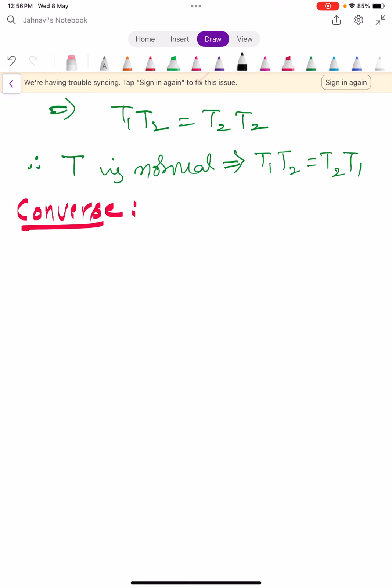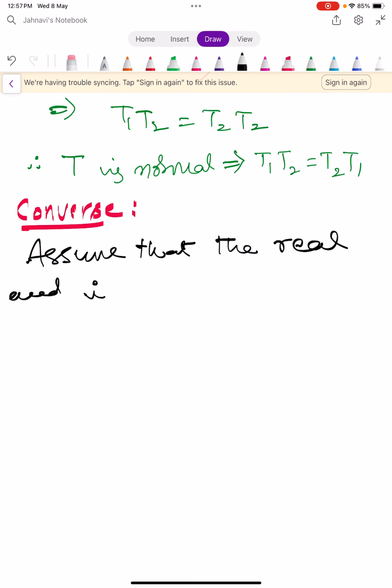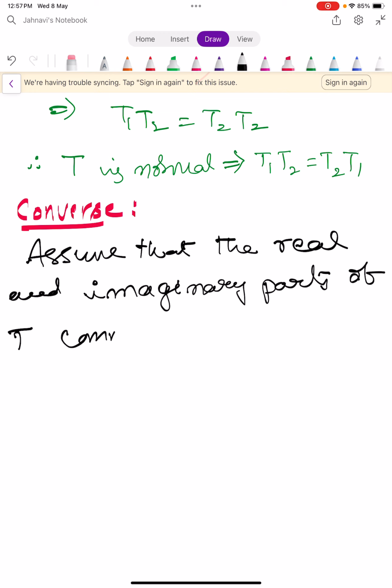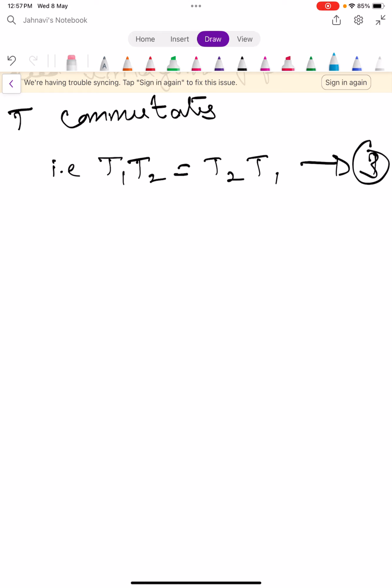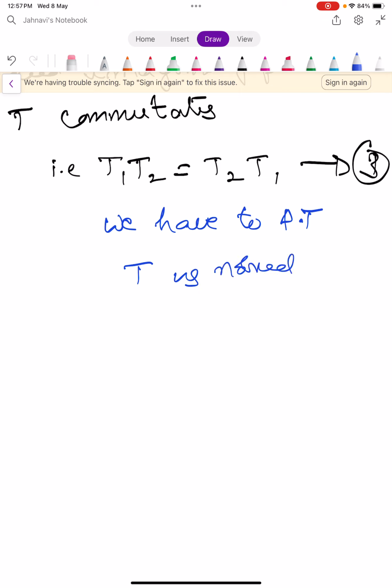In the converse part, assume that the real and imaginary parts of capital T commute. That is, T1 T2 is equal to T2 T1. Let it be equation number 3. We have to prove that capital T is normal.